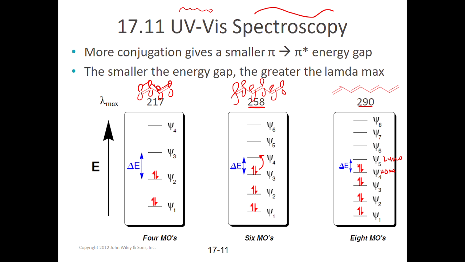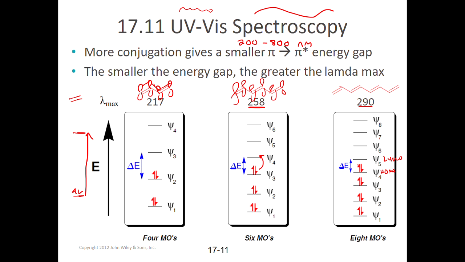If there's no conjugation, and maybe I only have 1 pi bond, well then the energy gap between the bonding molecular orbital and the anti-bonding molecular orbital is going to be very large. And the wavelength is going to be below the wavelengths that are used in UV-vis spectroscopy. They usually range from about 200 to 800 nanometers. It's a small part of the light or electromagnetic spectrum, but those are the wavelengths that are usually shot through the sample in a UV-vis instrument.